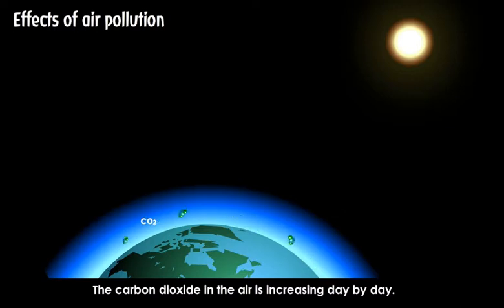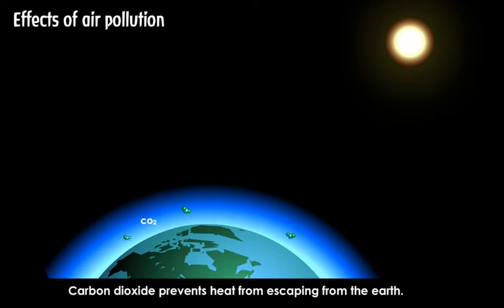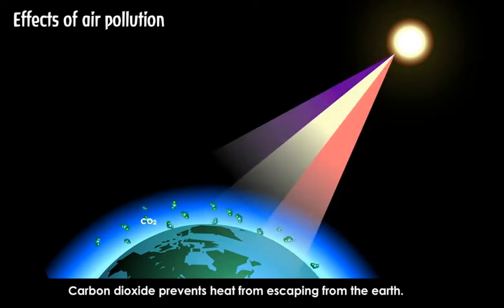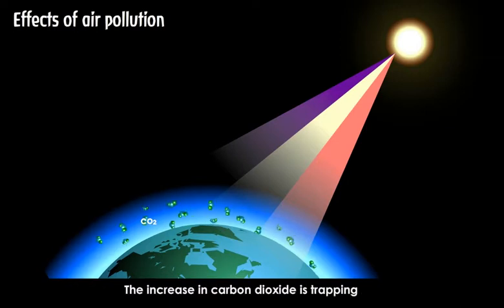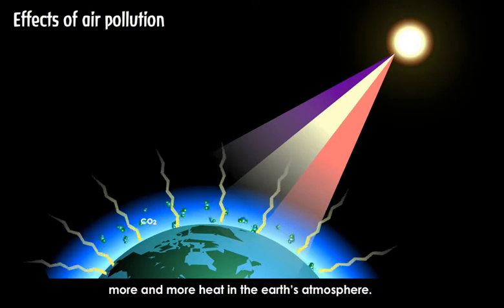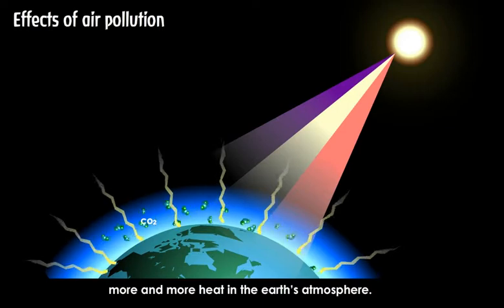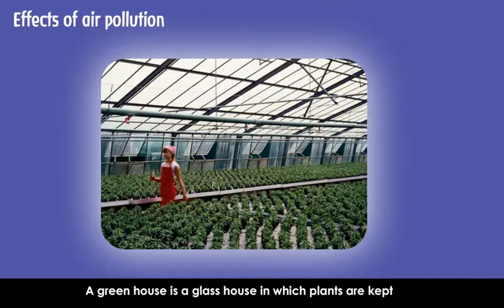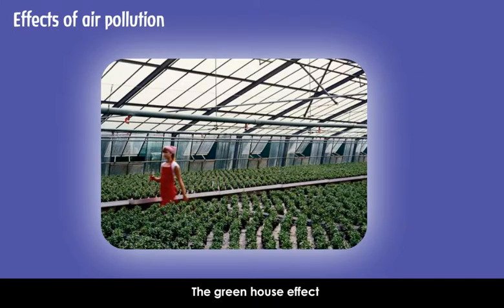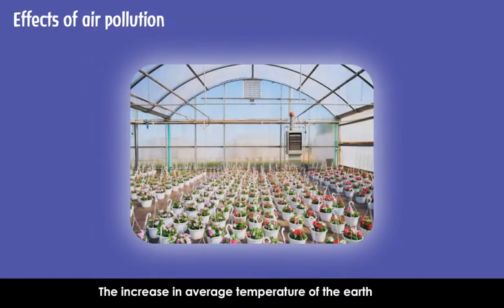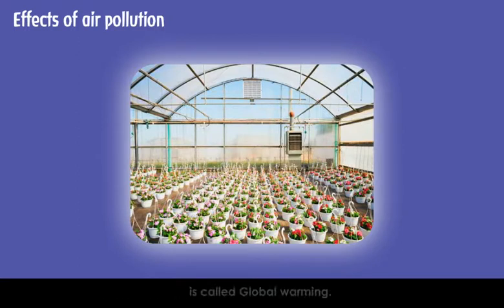The carbon dioxide in the air is increasing day by day. Carbon dioxide prevents heat from escaping from the earth. The increase in carbon dioxide is trapping more and more heat in the earth's atmosphere. A greenhouse is a glass house in which plants are kept to protect them from cold weather. The greenhouse effect leads to an increase in the heat of the earth. The increase in average temperature of the earth is called global warming.